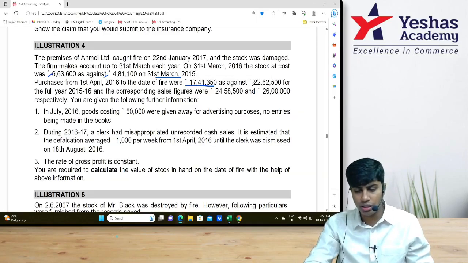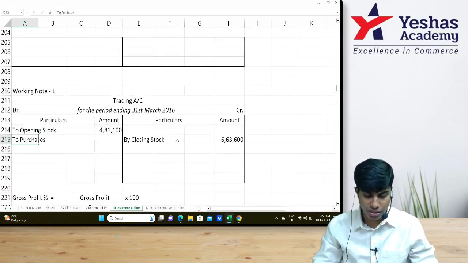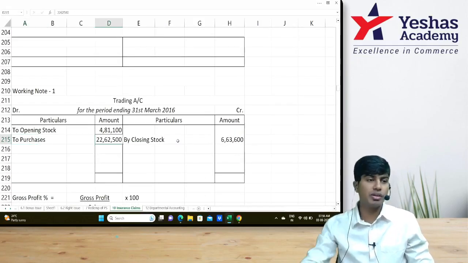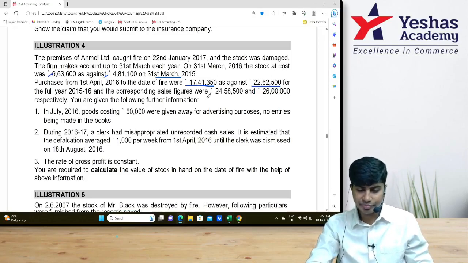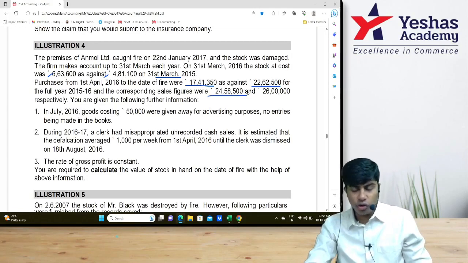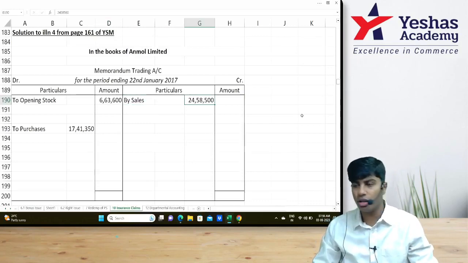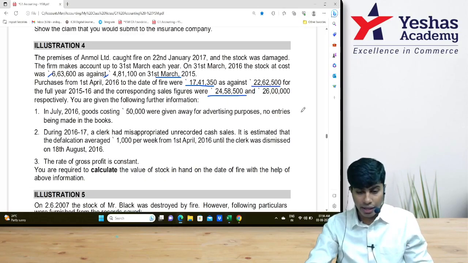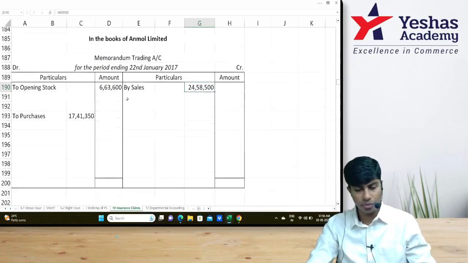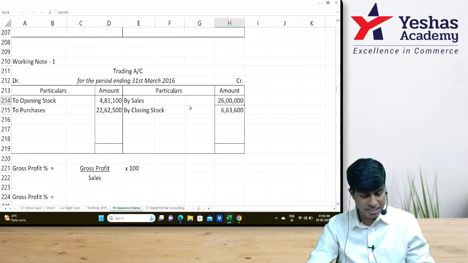Then what is the purchases during the trading account period? 22,62,500. In my trading account, I would write purchases 22,62,500. What's after that? Sales. How much is sales? 24,58,500 during the memorandum trading account period, and 26 lakh is the sales in the trading account period. So scroll down to the trading account. In my trading account, I'll write sales 26 lakh.